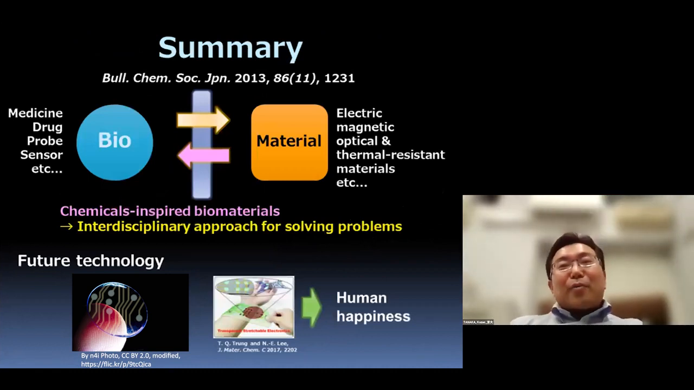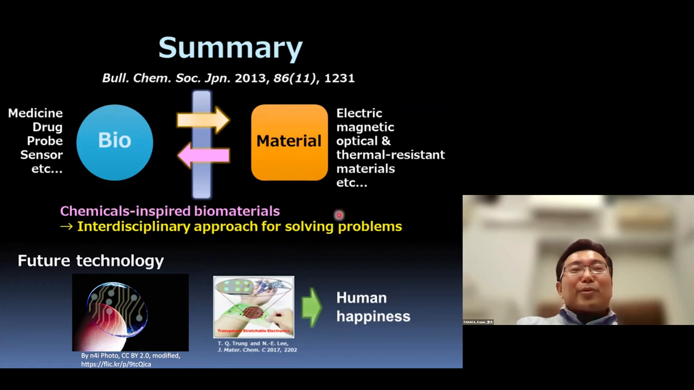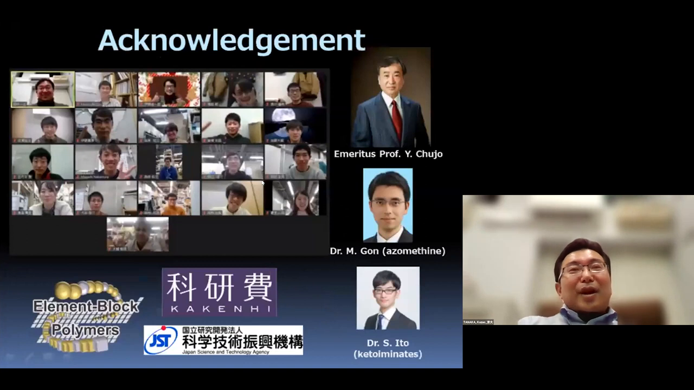These are a few examples of chemicals inspired by materials, and by developing future technology, we think we can contribute to improving human happiness. Based on such an interdisciplinary approach for solving problems, these ideas should be useful for obtaining such functionality.